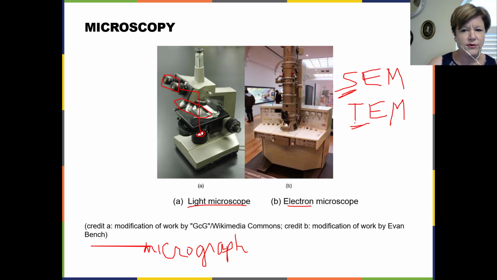Both electron micrograph types will be black and white, and then they colorize them. So when you see SEM or TEM in your book, when you're looking at an image, that tells you how the image was created, what kind of microscope. And if you see LM, that means light microscope.